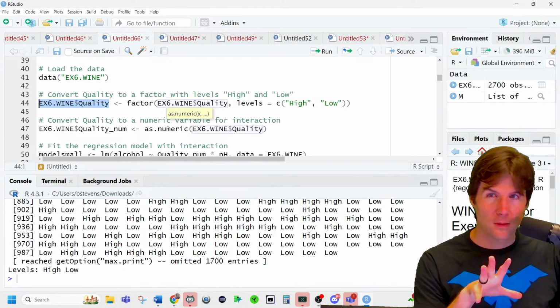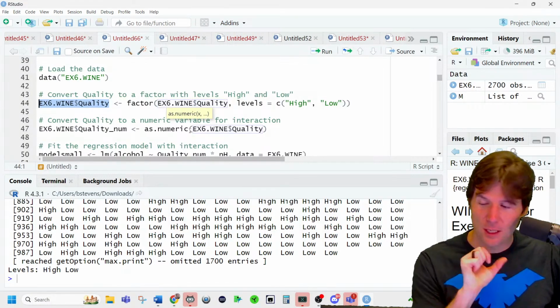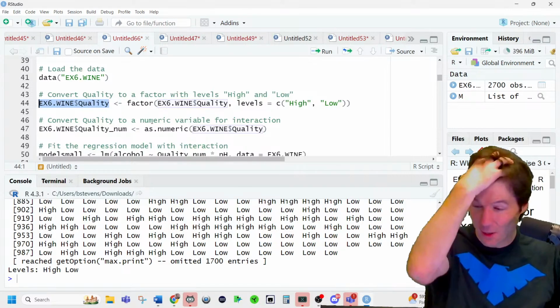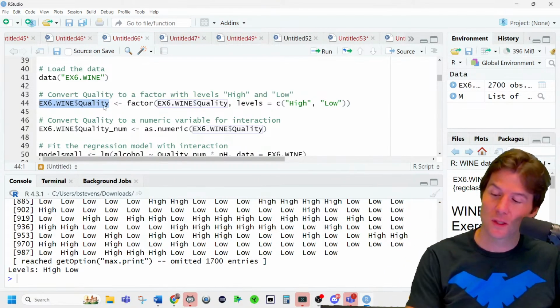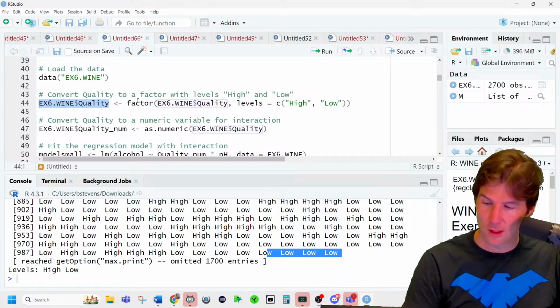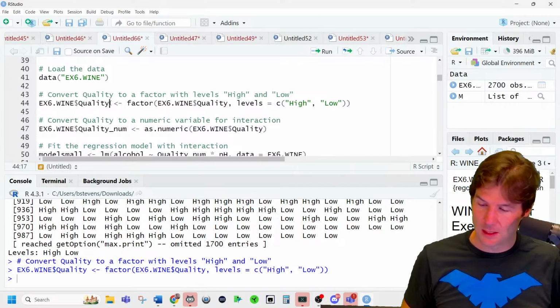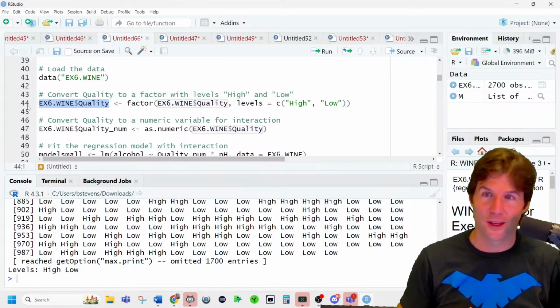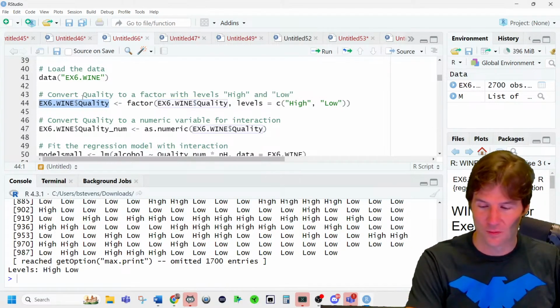Now, the next line of code is iffy-ish, because possibly, that's totally fine. You've got to know what it does. Got to know what your code does. This says store into EX6 wine quality, a factor of EX6 wine quality where the levels are high and low. So you got to make sure, you see how the last is low, low, low? The worst thing that could happen is if when it overwrites it, okay, it didn't change it. It's fine, it just does nothing. It's already a factor, so it's fine.